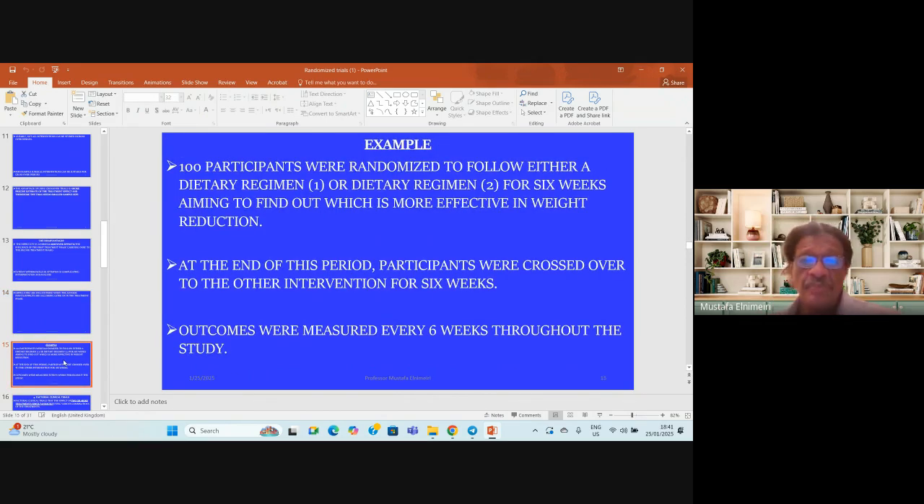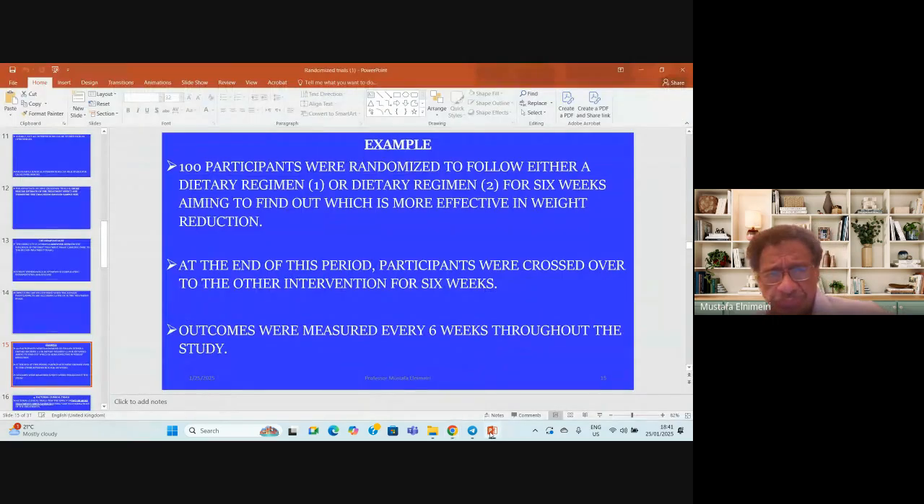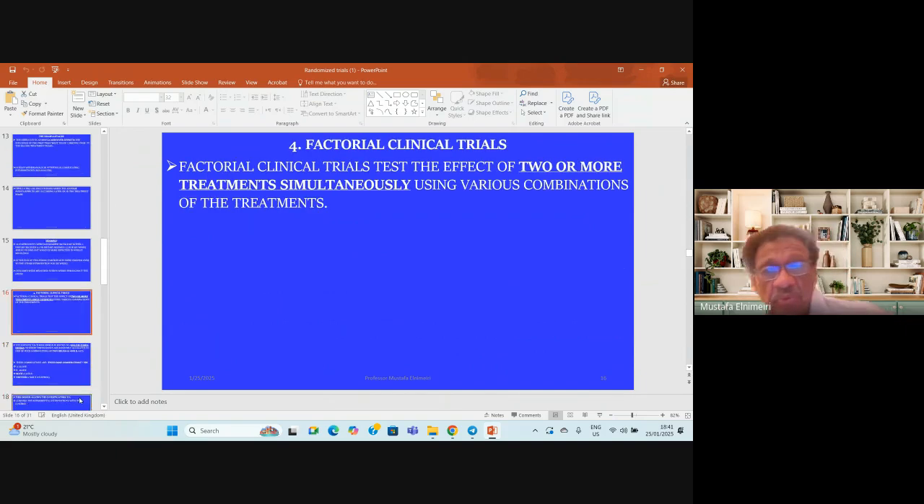For example, 100 participants were randomized to follow either dietary regimen A or dietary regimen B for 6 weeks, aiming to find out which is more effective in weight reduction. At the end of this period, participants were crossed over to the other intervention for another 6 weeks, and outcomes were measured every 6 weeks throughout the study. This is a simple example of this.